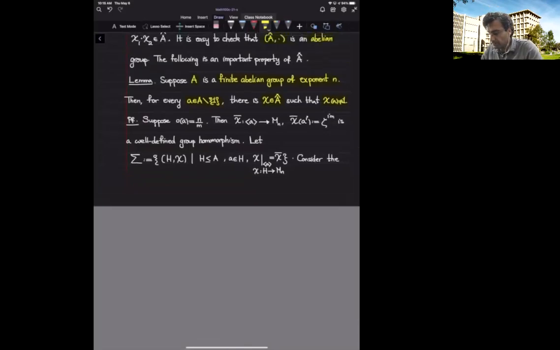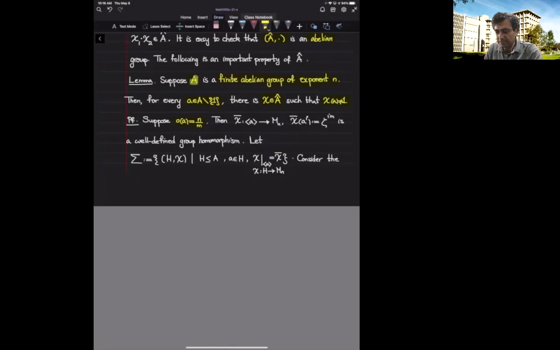Okay, so we notice that the abelian group is of exponent n. This means that the order of every element divides n. Suppose the order of A is n over m for some integer m. You see, it divides n, so it is definitely a fraction of n. Why did I choose it like this? Because I want to look at, so let's make it a bit logical, I want to find this chi, where chi of A is not 1.